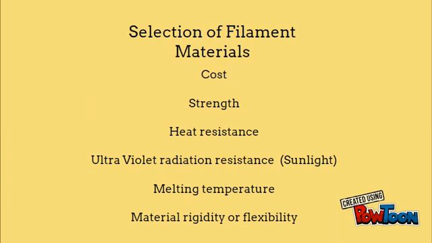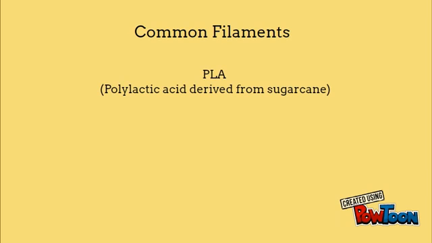Melting temperature: all filament printers use a heated print head to melt the filament so it can be extruded onto the model. A printer can only print filament material which has a melting point within the print head's working temperature range. And obviously the material rigidity or flexibility needs to be considered. The most commonly used materials in general purpose educational use are PLA, ABS and nylon.